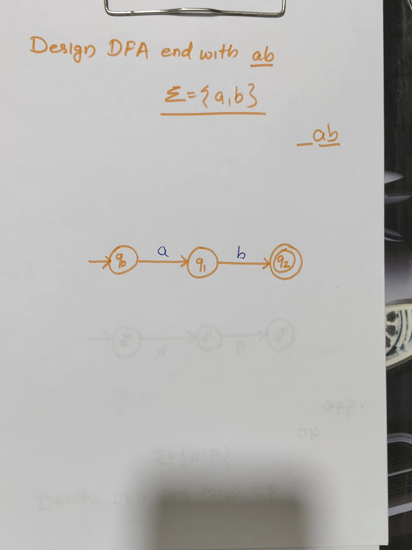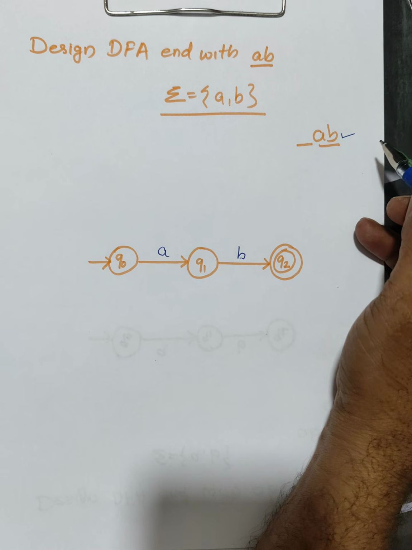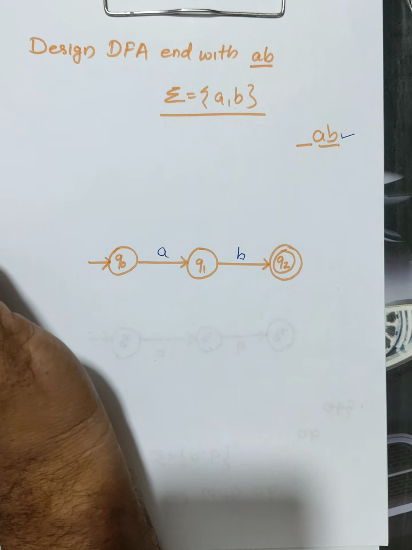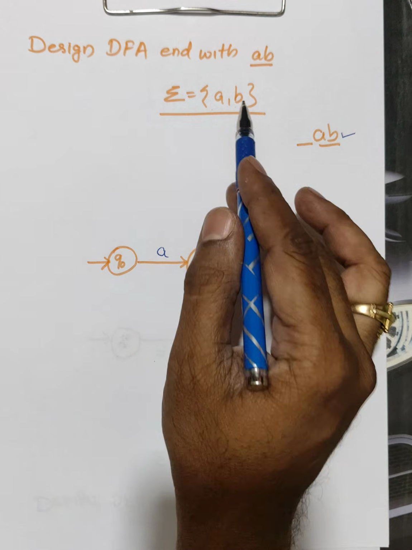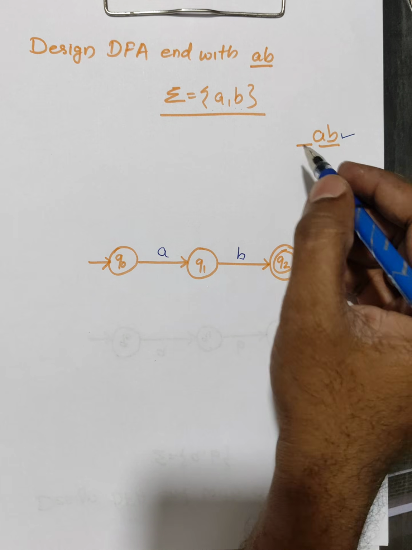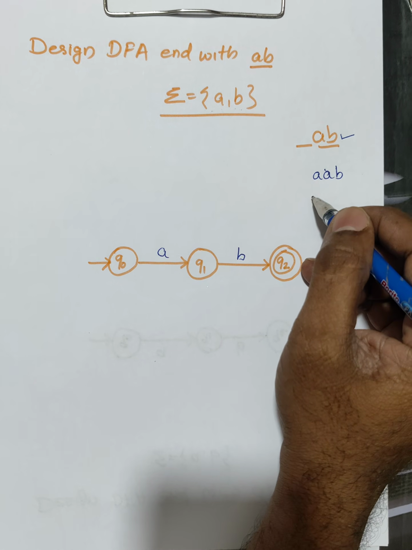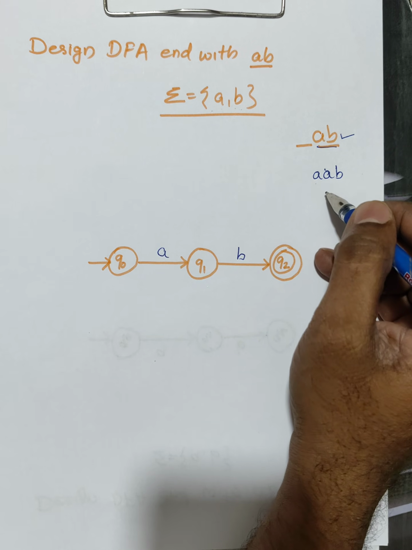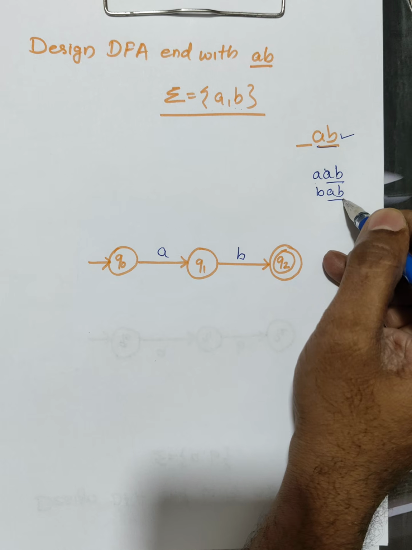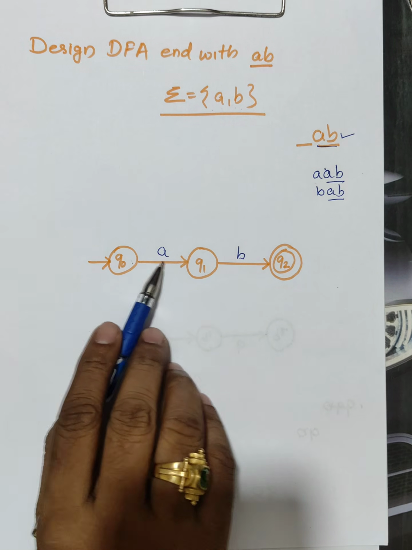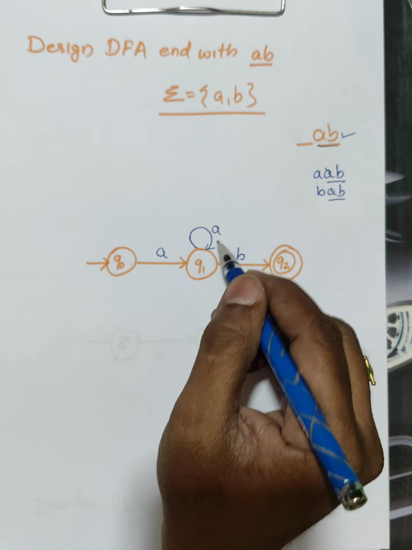In any type of DFA, first we have to check the initial string. Here there are two input symbols, so from each state you can take a maximum of two transitions. Maybe the string is AB. Before this, either A or B. B, A, B. Before this, either A or B. From A, you can take one more transition on A.